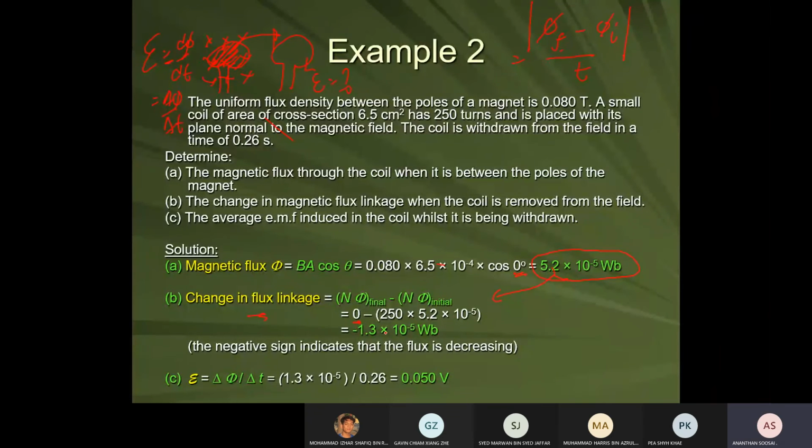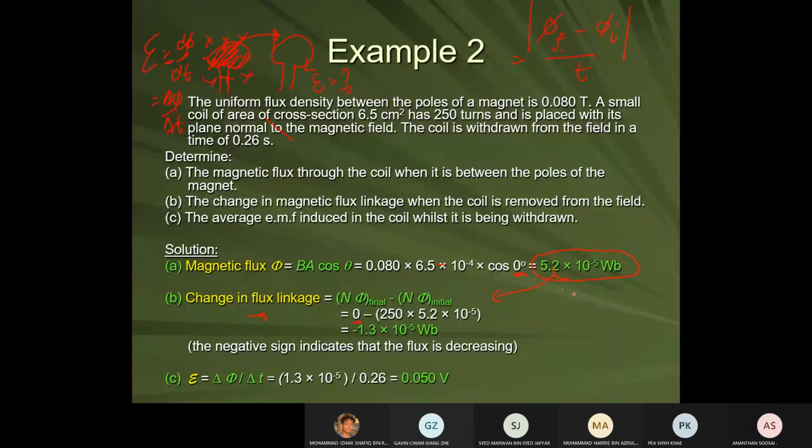Okay, then you get that change in flux. So negative. As I said, you want to stick with final minus initial, so you get a negative answer. But when you calculate the EMF, just put the change in flux as positive. We just want the magnitude for the EMF. So the change is 1.3 times 10 to the power negative 5. We put it positive over 0.26, and we got 0.054.